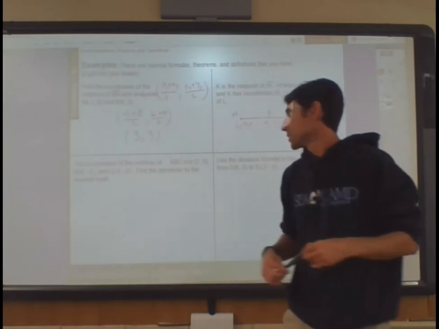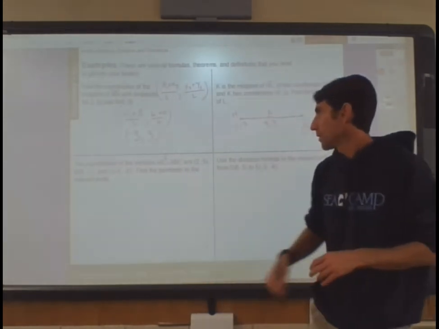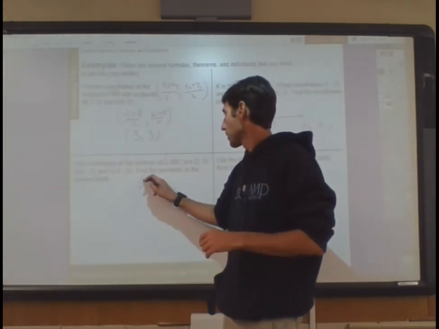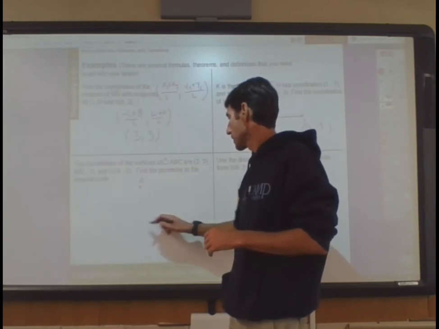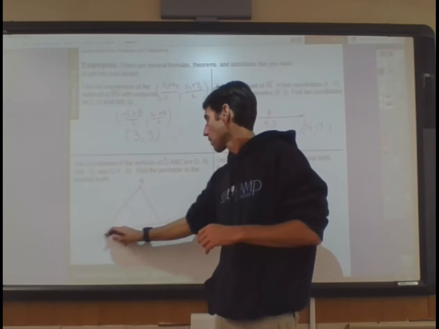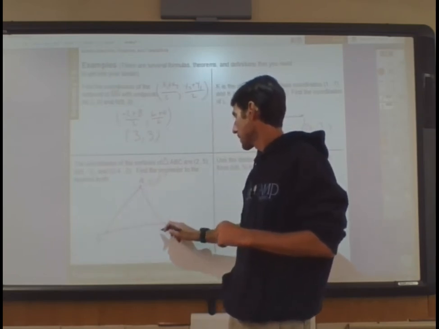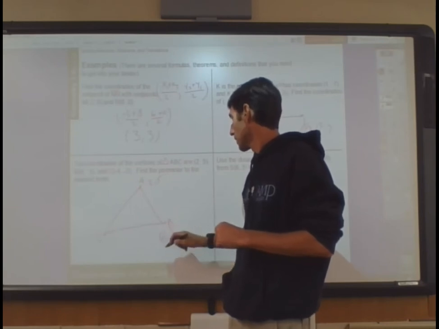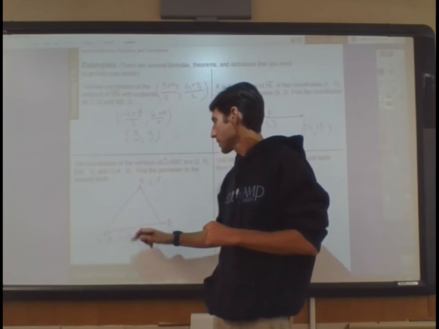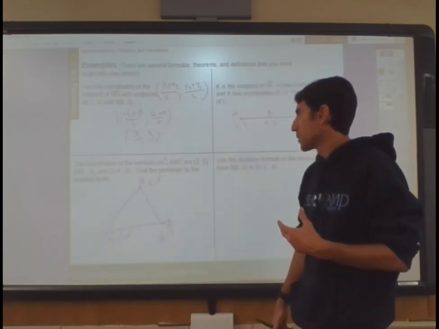The coordinates of the vertices of a triangle ABC are, let's just draw it. I'm not going to be to scale. We'll call this A, call this B, call this C. A is at (2, 5), B is at (6, -1), and C is at (-4, -2). That's not too bad of a scaling, if I do say so myself. Now, find the perimeter to the nearest tenth.